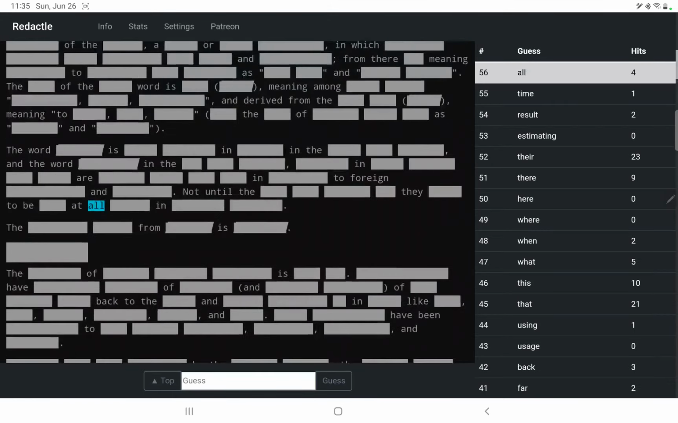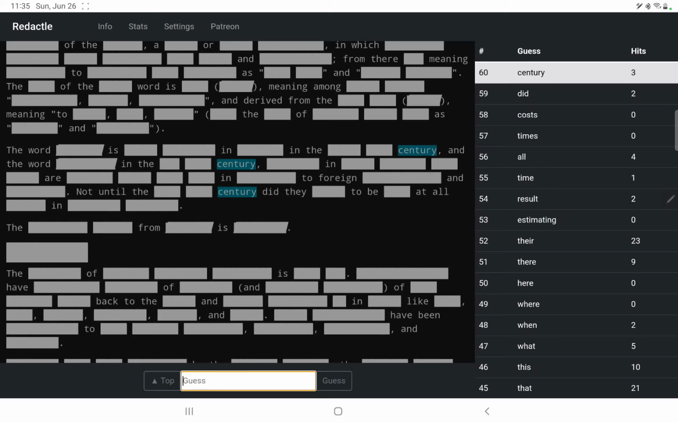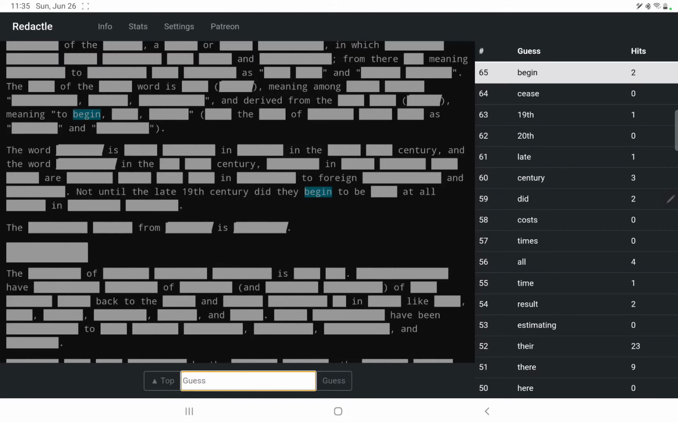Try all. Let's look at our alls. At all times, costs, not until something did they, is that century? Okay, not until the late 20th, 19th, did they cease to be? No. Do they begin to be? To be something at all. Derived from the something something meaning to begin. Start. No.